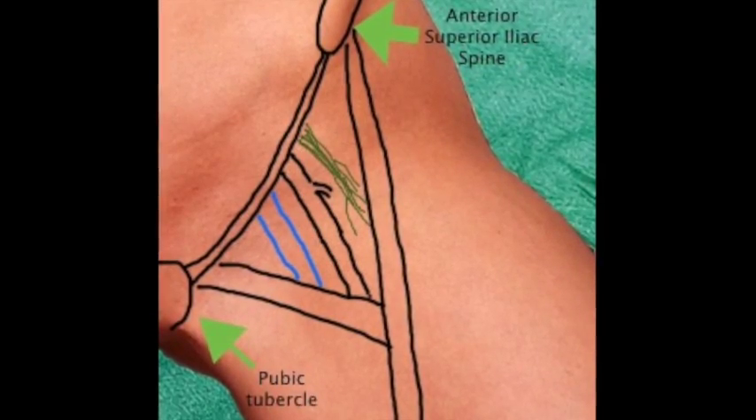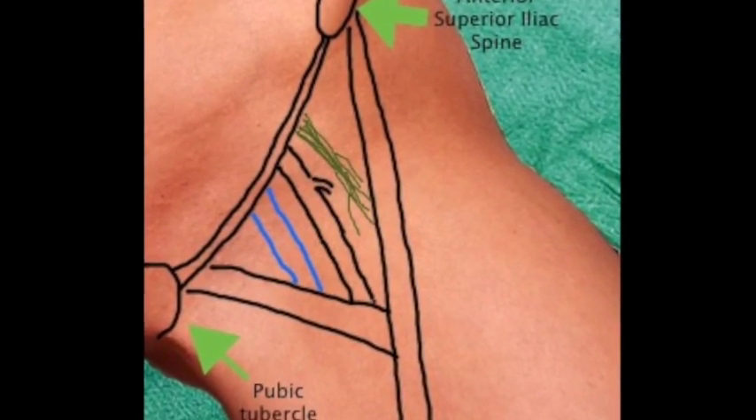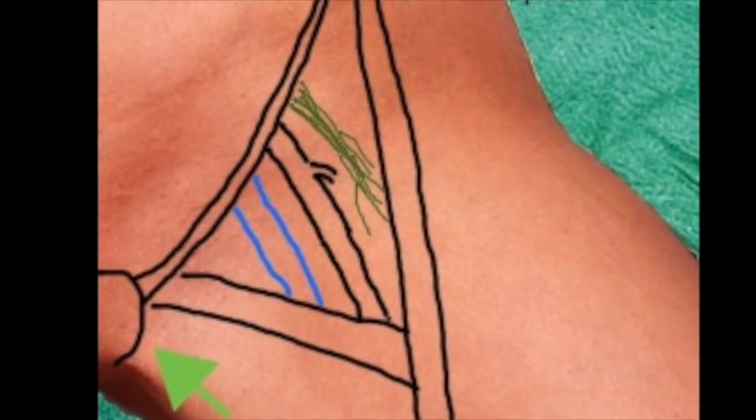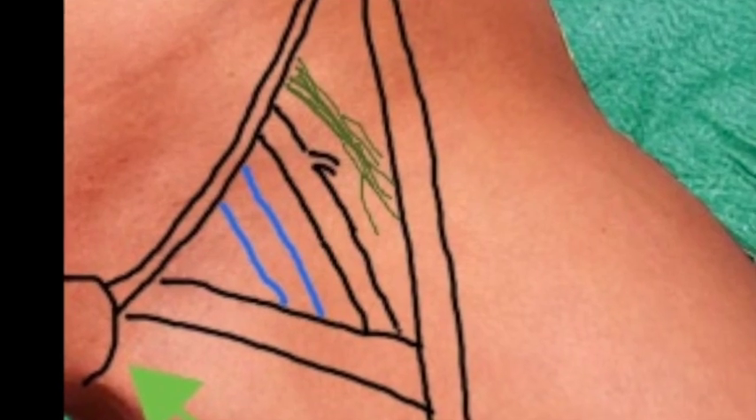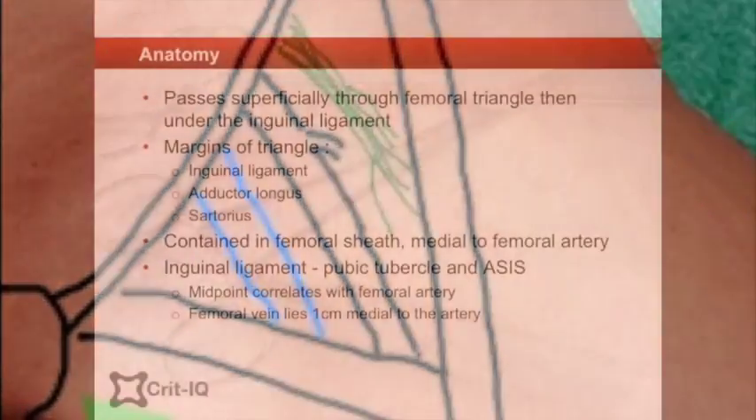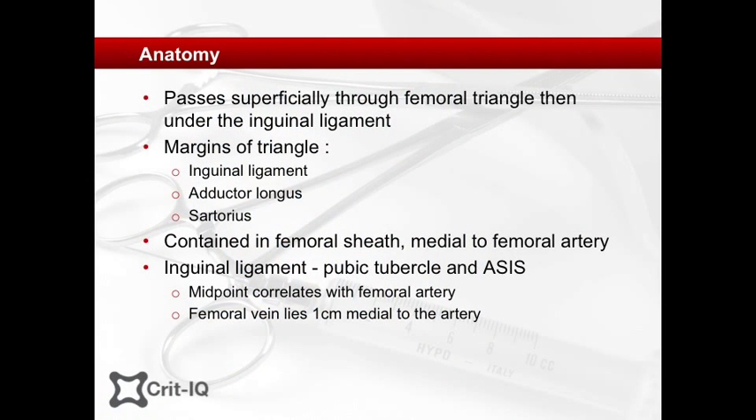Identify the midpoint of these two surface bony landmarks to ascertain the position just lateral to the femoral artery. Careful palpation should allow more precise identification of the femoral artery, with the vein generally lying about 1 centimetre medial to this.